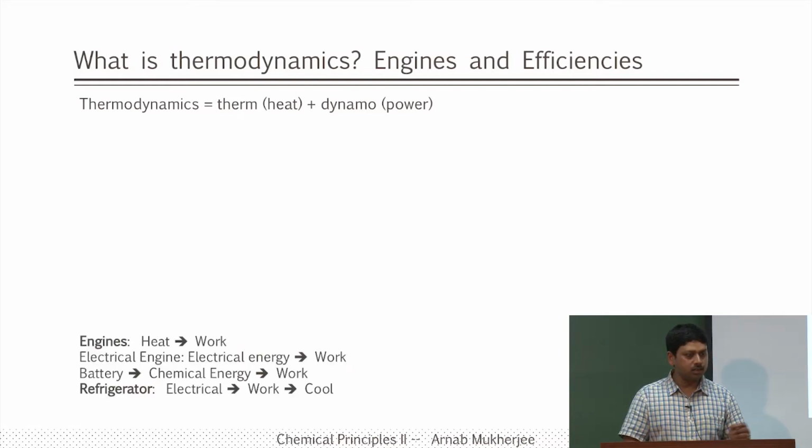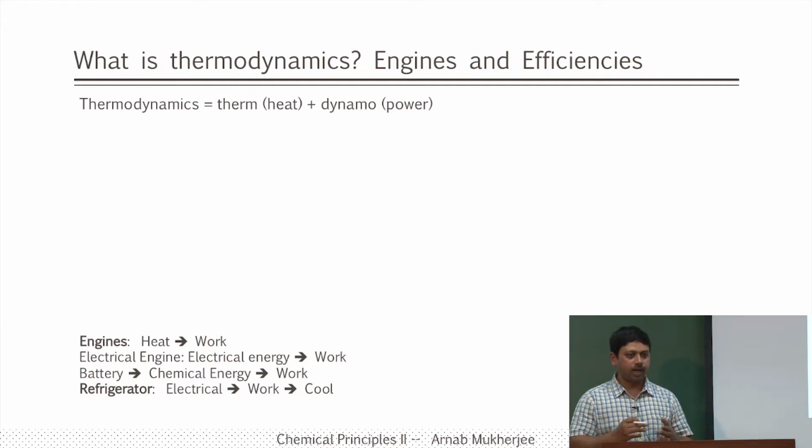And engines, as I said, are basically the conversion of heat to work. An electrical engine will convert electrical energy to work, a battery converts chemical energy to work, and a refrigerator will use electrical energy and do the work to cool the system. A refrigerator is typically the opposite one, where we do the work and get the heat out.